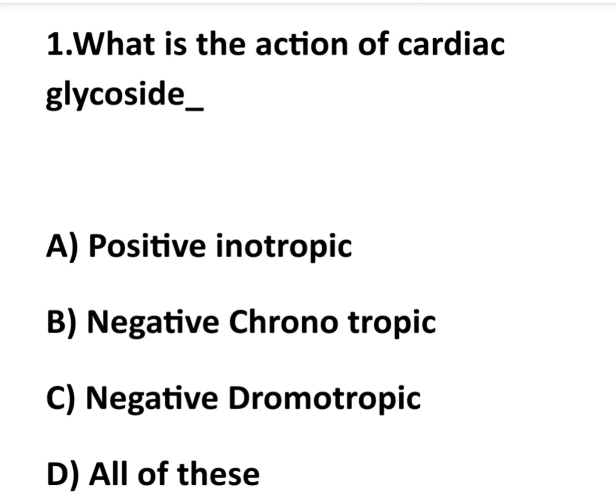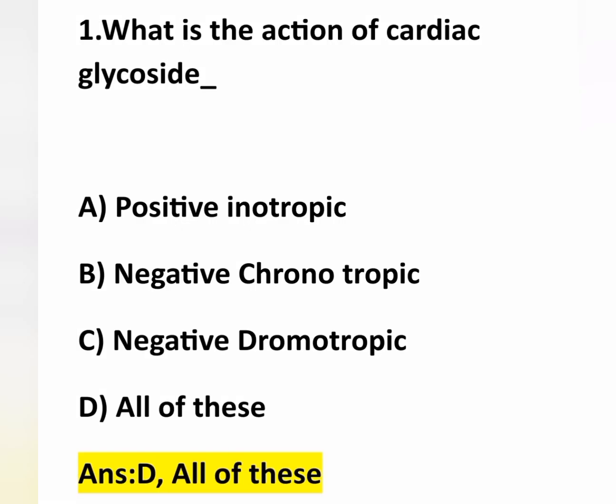First question, what is the action of cardiac glycoside? The options are option A positive inotropic, option B negative chronotropic, option C negative dromotropic, and option D all of this. The answer is option D all of this. Cardiac glycosides are mainly used in case of congestive heart failure.